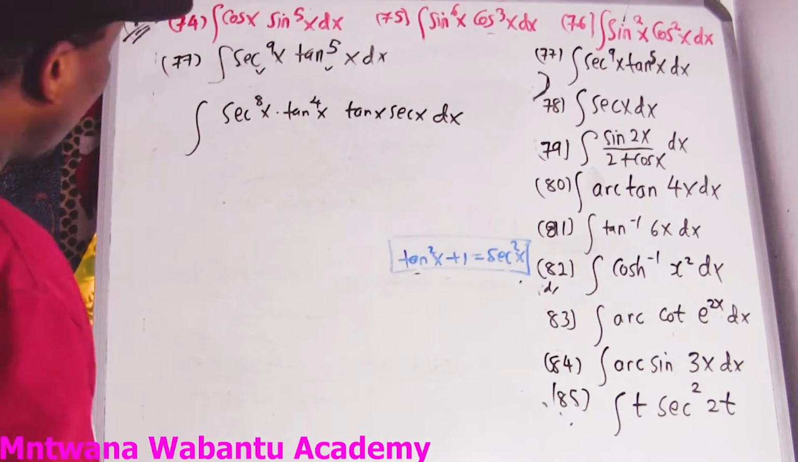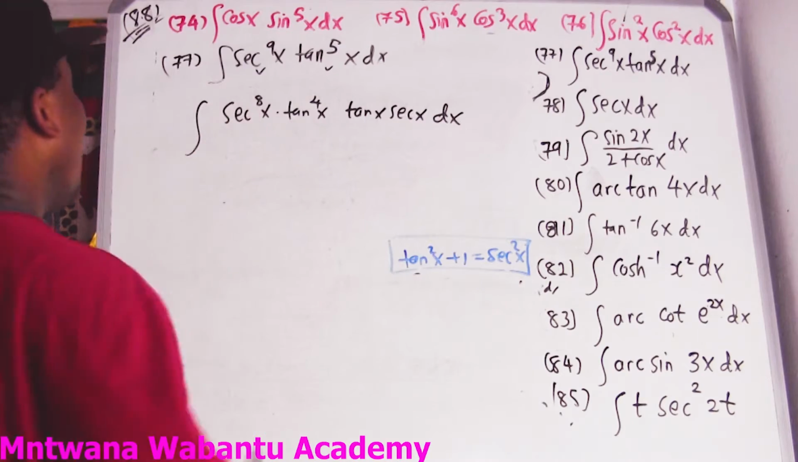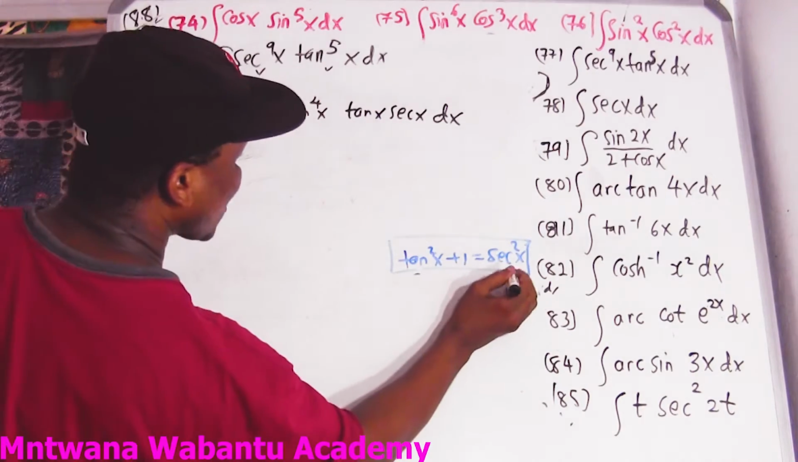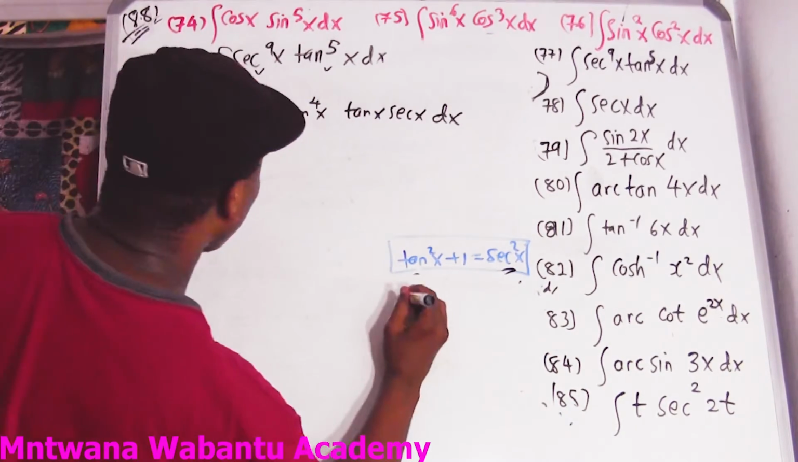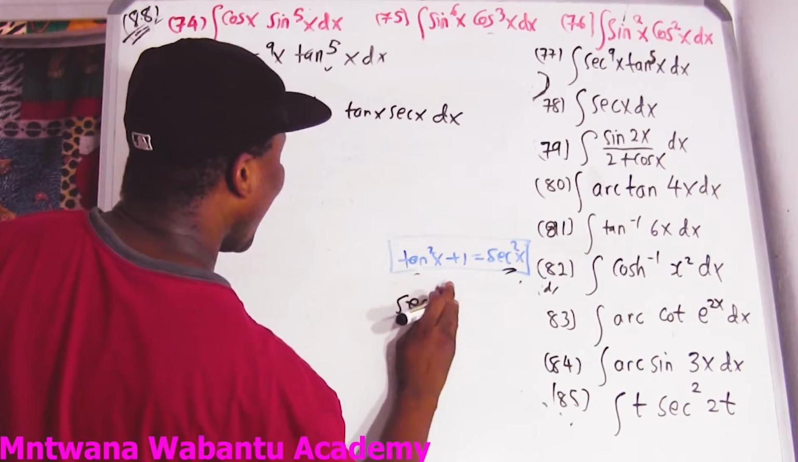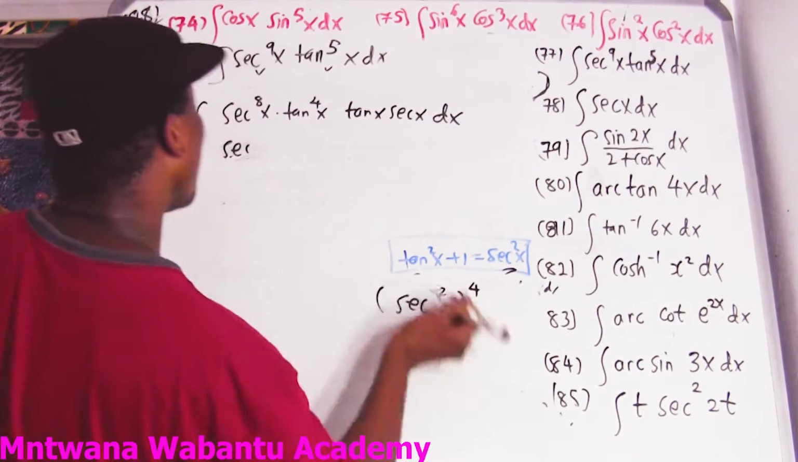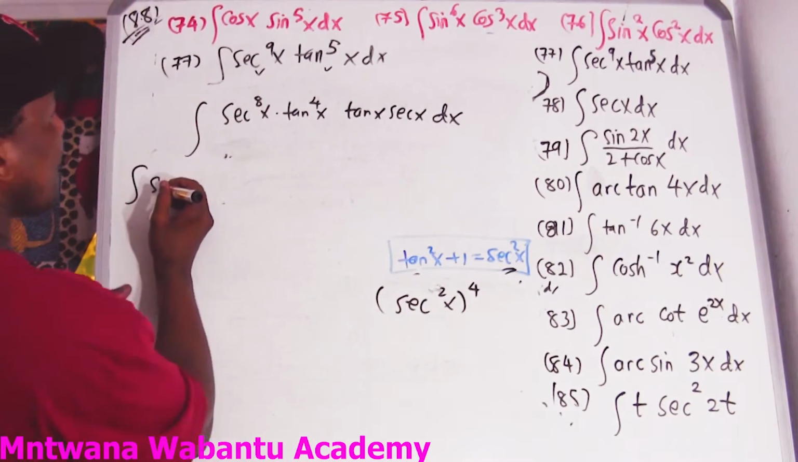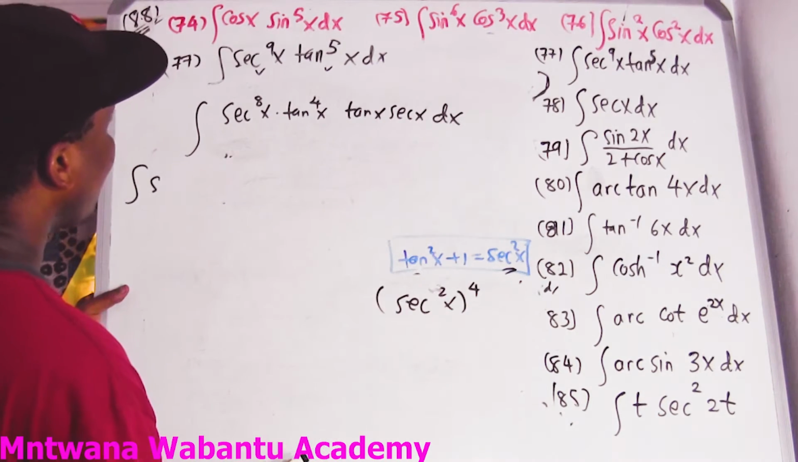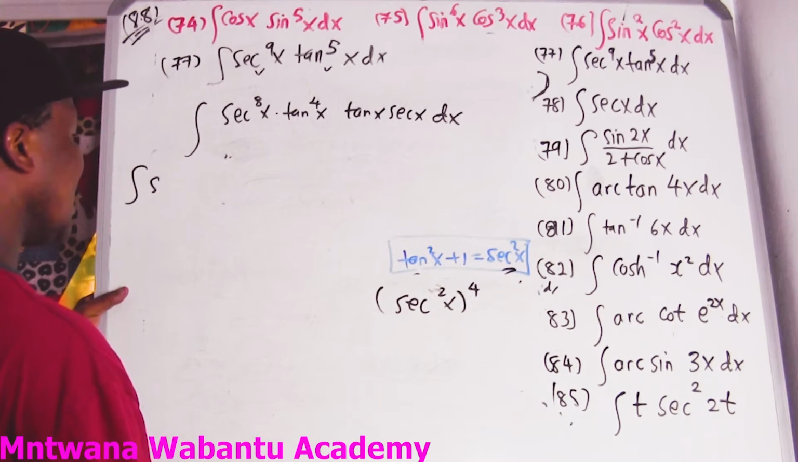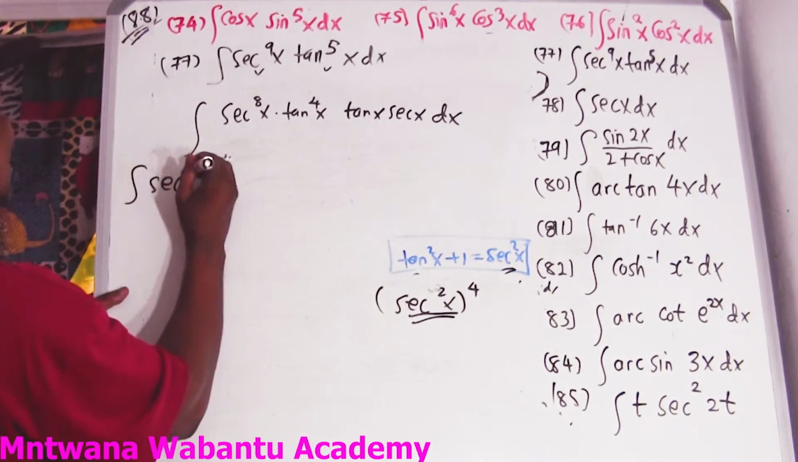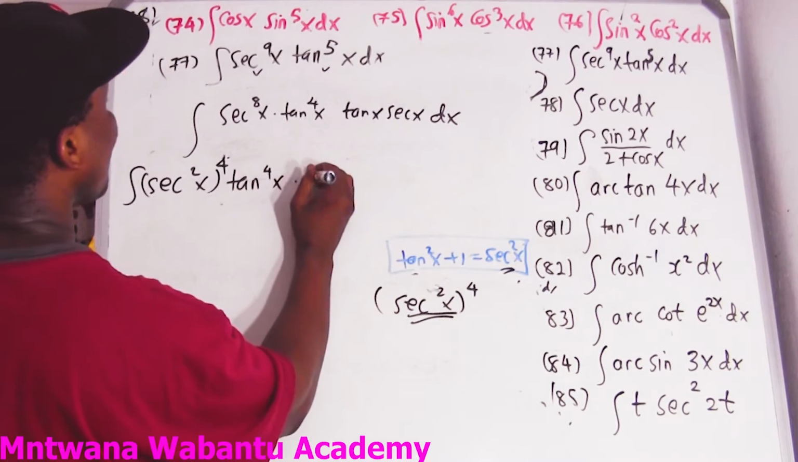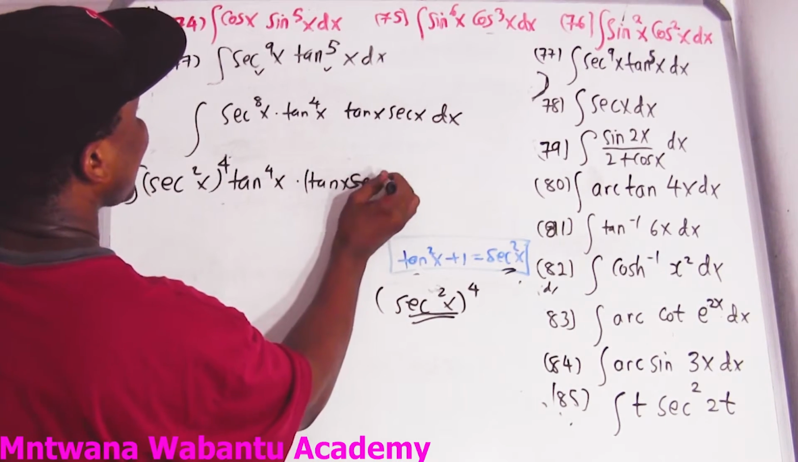Now I'm thinking I have to put this in tan. We know sec square equals that, meaning this is sec square x to the power 4, which gives power 8. So it becomes sec square x to the power 4, times tan to the power 4 x, times tan x sec x, dx. See, it's coming now.